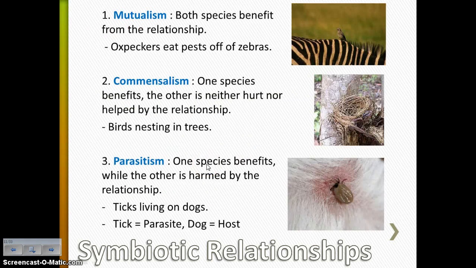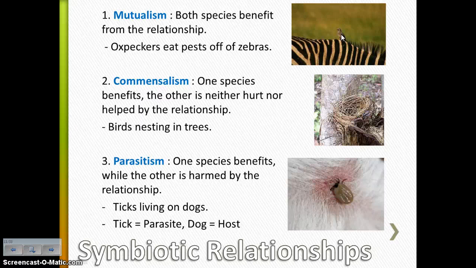So mutualism, 2 happy faces, is when both species are benefiting from the relationship. This would be like the oxpeckers, those little birds that eat pests off of zebras. So the zebras are getting these parasites taken off of them. That's good for them. And then the oxpeckers are getting food, so they're benefiting from the relationship as well. So the feeling is mutual. They're both very happy. That is a mutualistic symbiotic relationship.